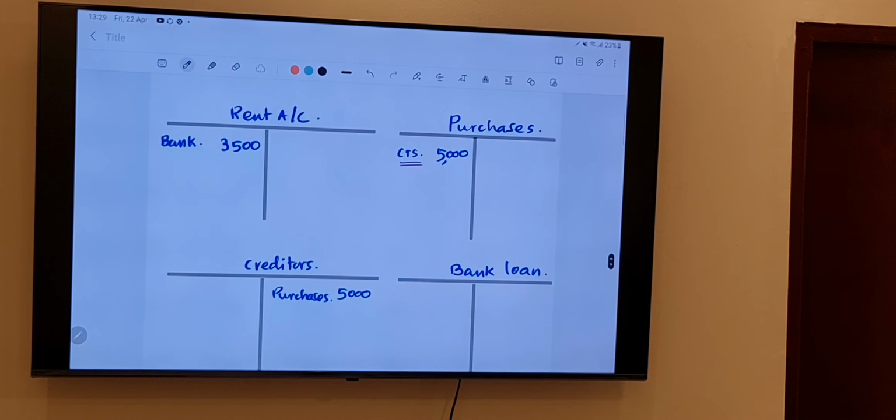And then the other question is, how did you buy? Did you pay cash or get it from a friend on credit? We purchased this on credit. Getting things on credit, you have to pay them in the future. What do you call that? Creditors. In our accounting logic, it's a liability. When the liability increases, what do you need to do? Credit. So that's why I credit it here. Clear? So let's continue.